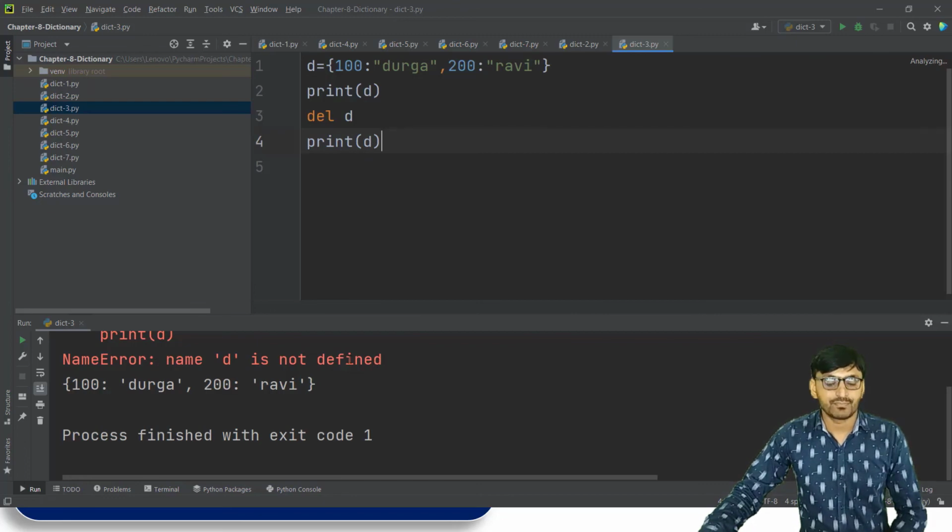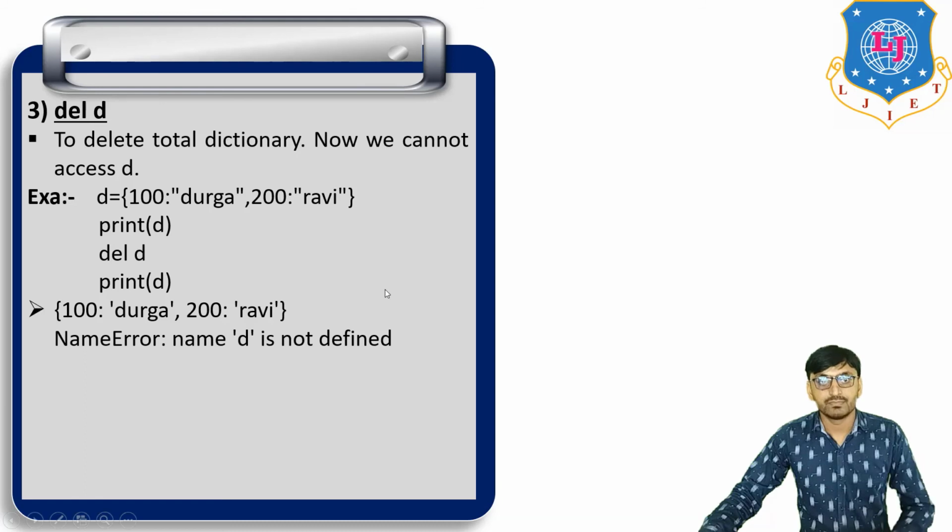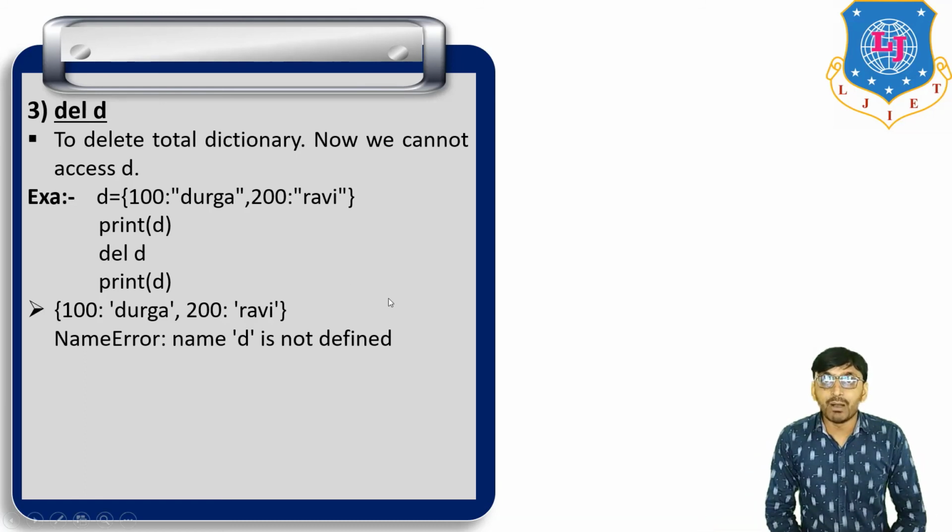So this is about today's lecture. In this lecture we discussed the dictionary data structure, which contains a group of key value pairs.